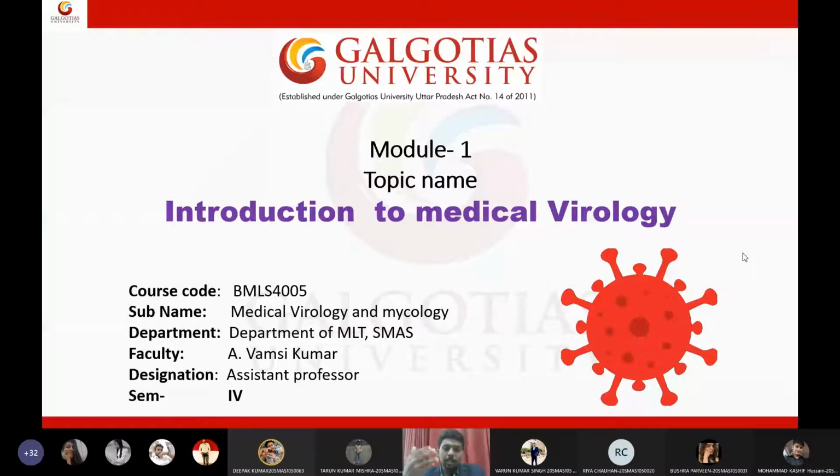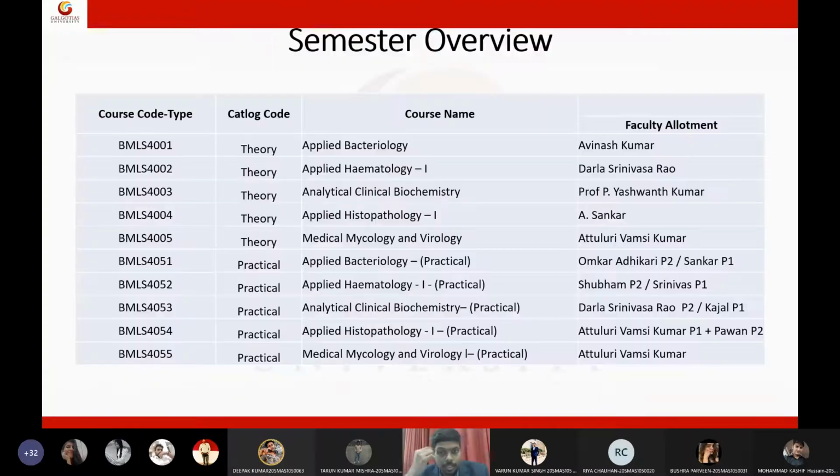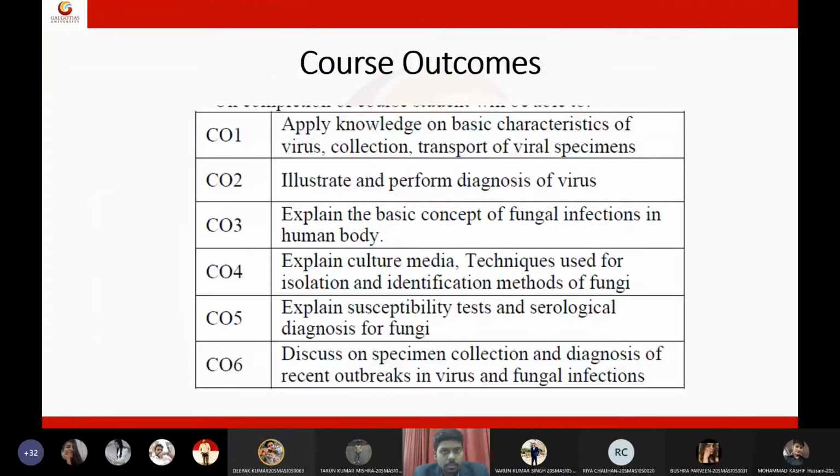So how can we grow the virus in the lab? Most probably this week also I will take basics only. Maybe from next week onwards we can go to individual topics. So, introduction to medical virology. This is the subject, and the subject code is BMLS 4005. Totally you have 6 course outcomes in this subject.